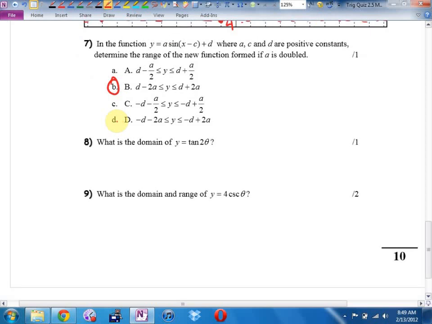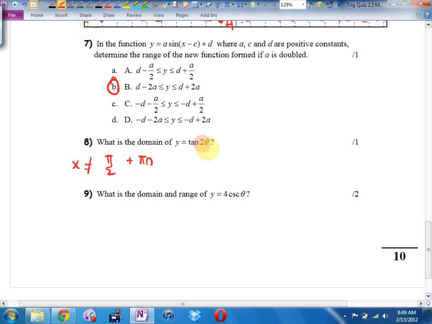What's the domain of y equals tan 2 theta? I'm going to ignore the 2 for a second. I know that normally tangent doesn't exist at plus or minus 90, plus or minus pi by 2. Normally, x can't be pi over 2 and pi apart.